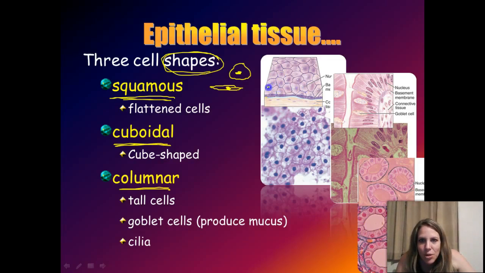Cross section makes it look flat like that, but in a longitudinal section, you're basically just getting it flat like that, like it's been squashed. Okay, so that's one type. Flat cells are squamous cells.